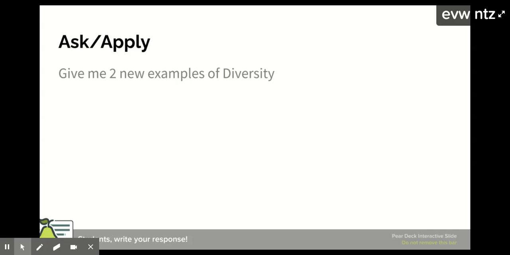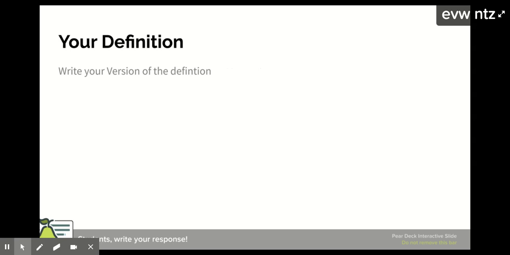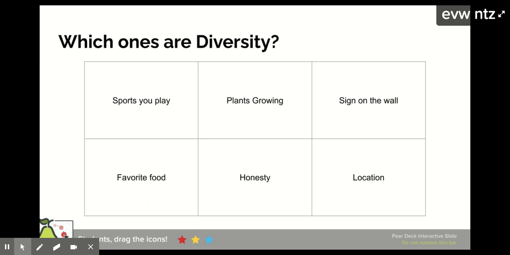Go ahead and give me 2 examples of diversity. Now go ahead and write your own definition of diversity. Fabulous. Now go ahead and move the stars so that you have them on 3 boxes that show diversity. And then we'll go over the answers.